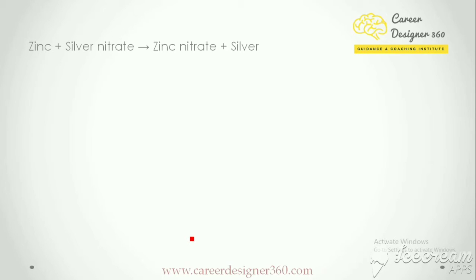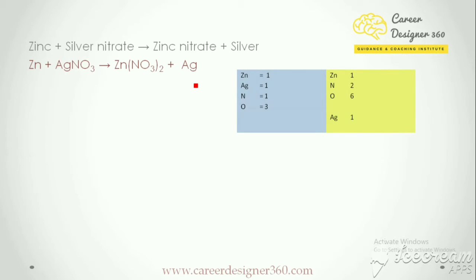Now the other example is the third type, where although we are given the products, we are not given the chemical equation. We are rather given the equation in the form of chemical names, zinc plus silver nitrate. So we have to represent this whole equation in the form of symbols, and then we have to go to the balancing part. So for zinc we can write Zn, for silver nitrate we can write AgNO3, for zinc nitrate we can write Zn(NO3)2, and for silver it is Ag.